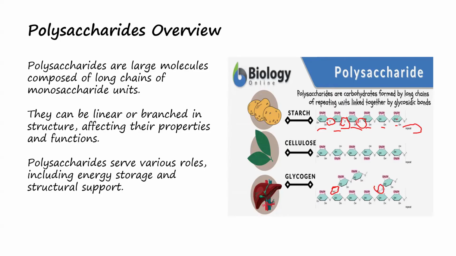So you see, starch and cellulose are linear. Don't forget about this, ladies and gentlemen. Starch and cellulose are linear, while glycogen is branched. So this linear and branching affects their properties and functions. Polysaccharides serve various roles, including energy storage and structural support. So this polysaccharide actually has so many roles.